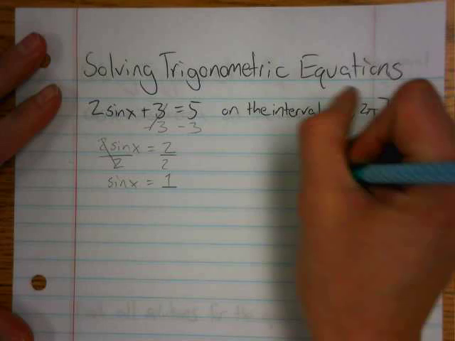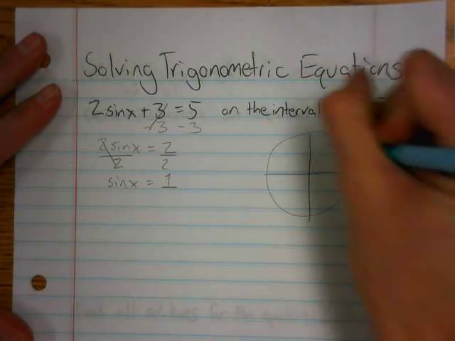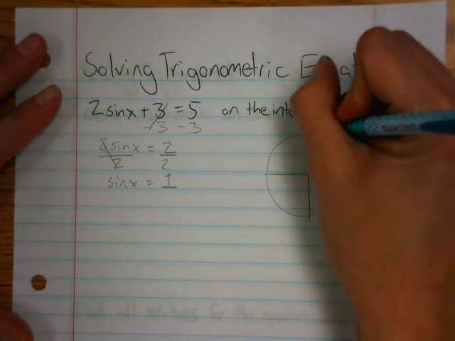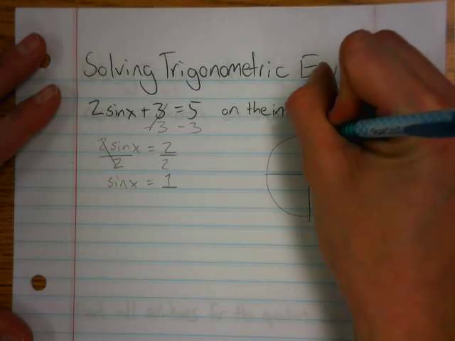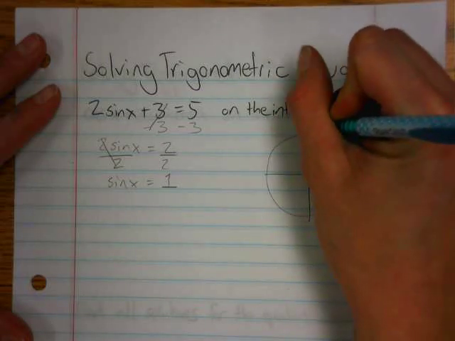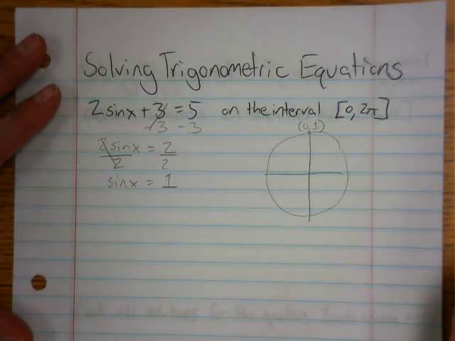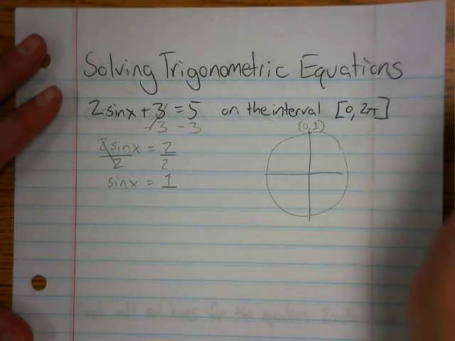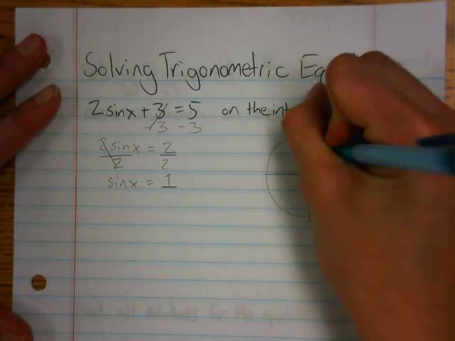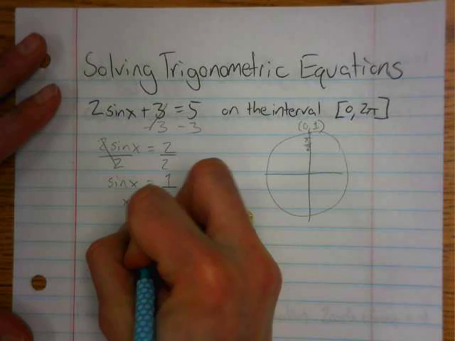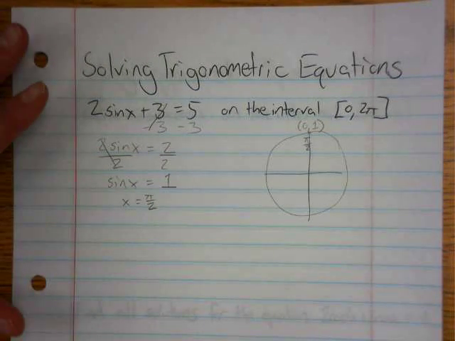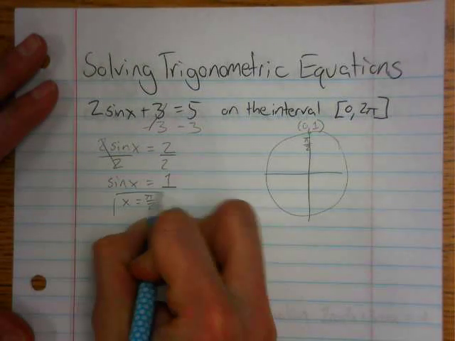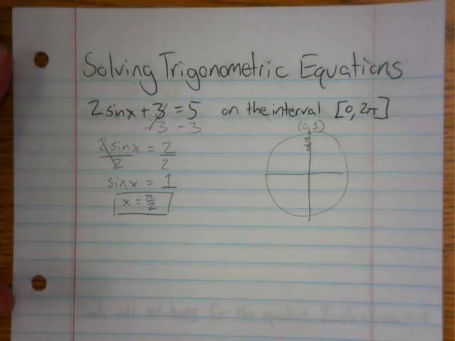So if I think about my unit circle, my sine is going to be my y value, and if I picture my unit circle, I know up here I have the coordinates (0, 1), and so sine would be equal to 1 up at the top of my unit circle, which is an angle of pi over 2. And that's the only angle I can think of where that happens, and so that means there's only going to be one solution in this case for this equation.